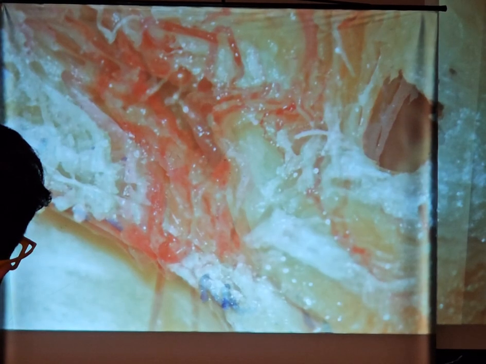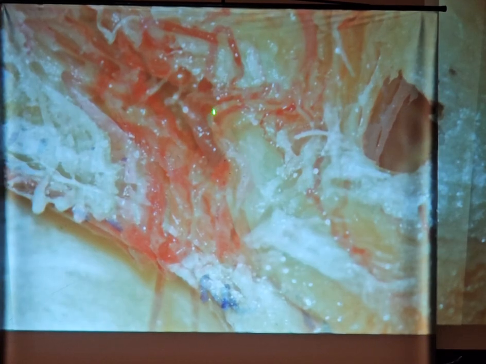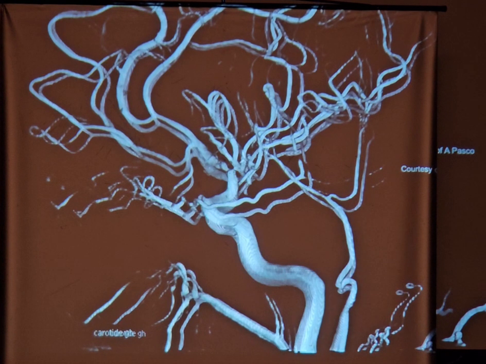Another specimen again on the left with the eyeball, the optic nerve, the ophthalmic artery, and here the middle meningeal artery entering and anastomosing here with the ophthalmic artery. We know that we may have other variation. Have a look here.